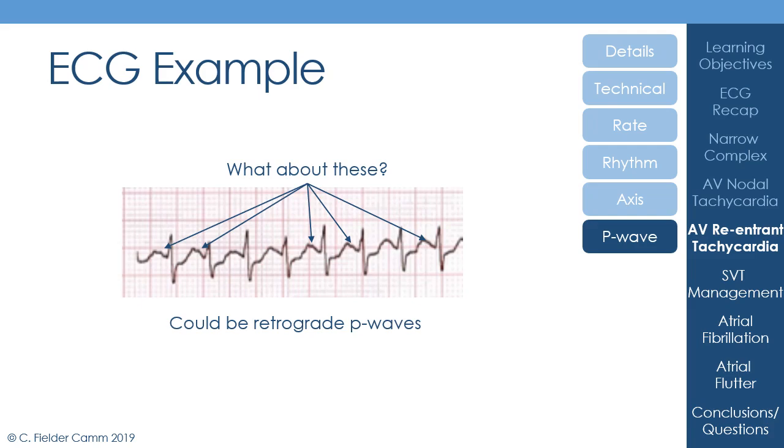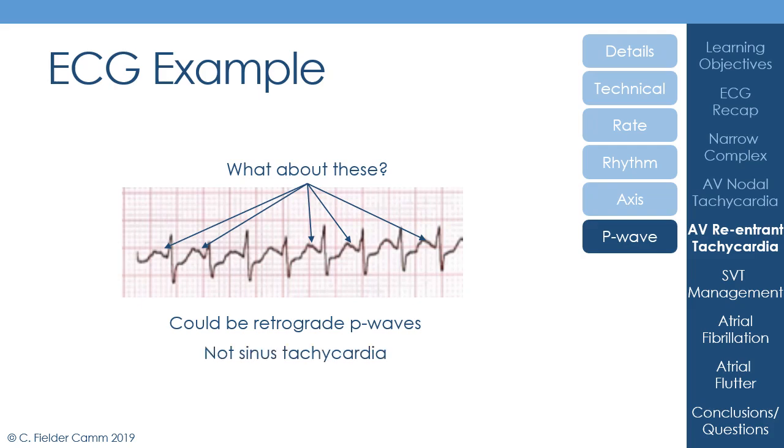I think these could be retrograde P waves. And what do I mean by retrograde P waves? Well, I mean that this is atrial depolarization that is occurring back upwards from a signal from the ventricles. So it's either coming back up an accessory pathway, or it might be coming back up the AV node via that fast pathway in AVNRT.